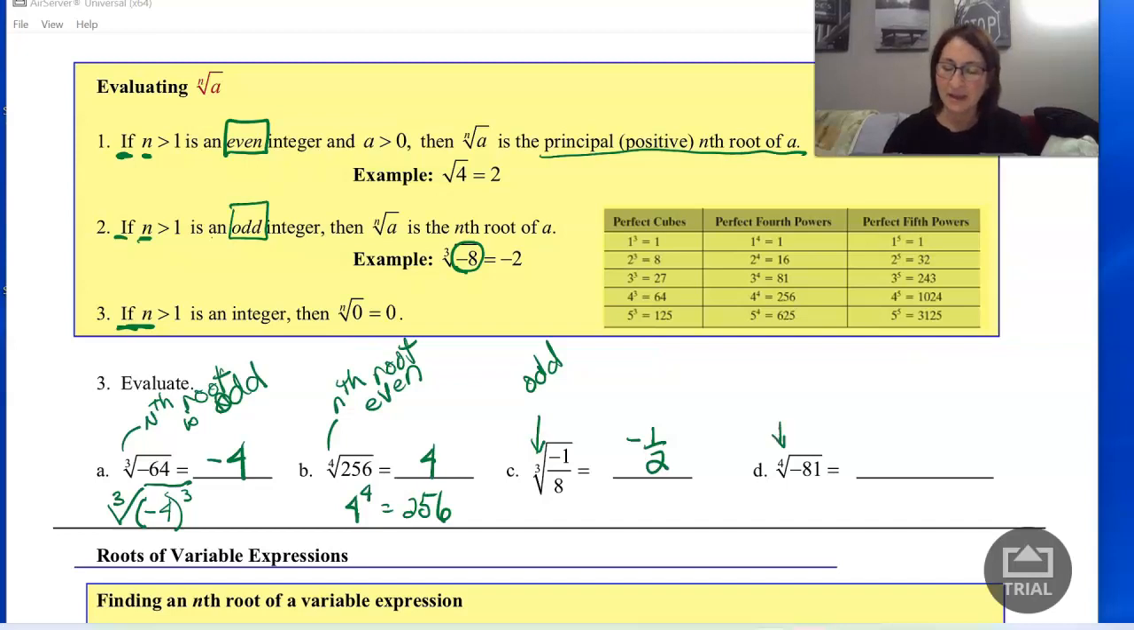Now I have an even nth root, or an even index, and so that means that I cannot have a negative underneath my radical sign. And so this would be no real solution.